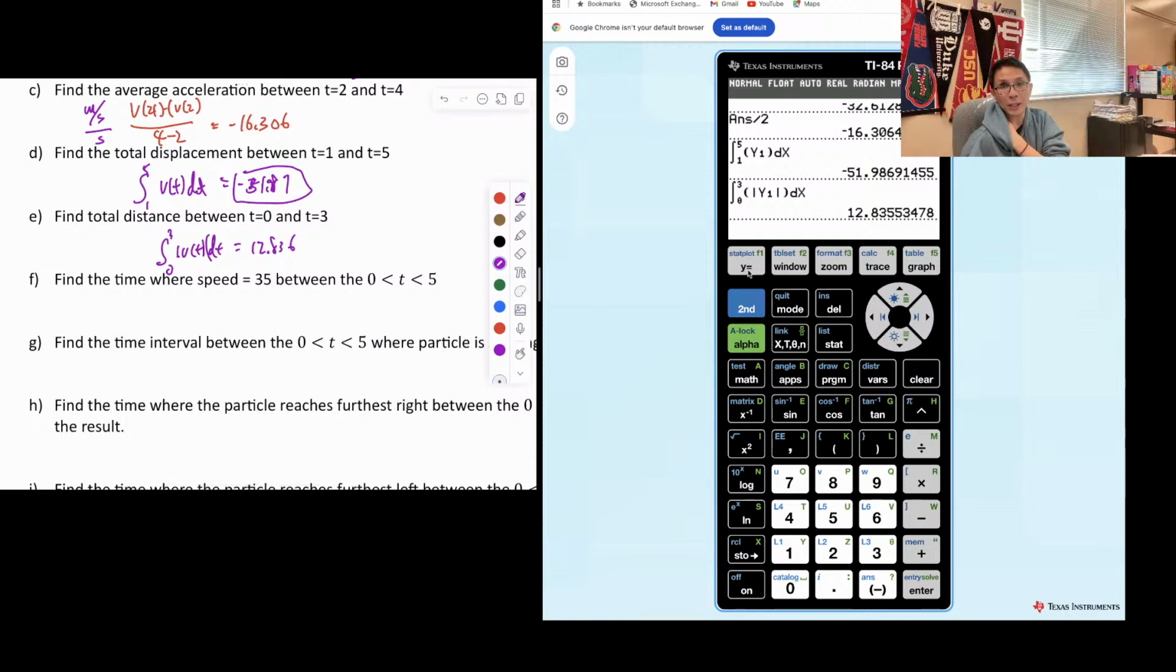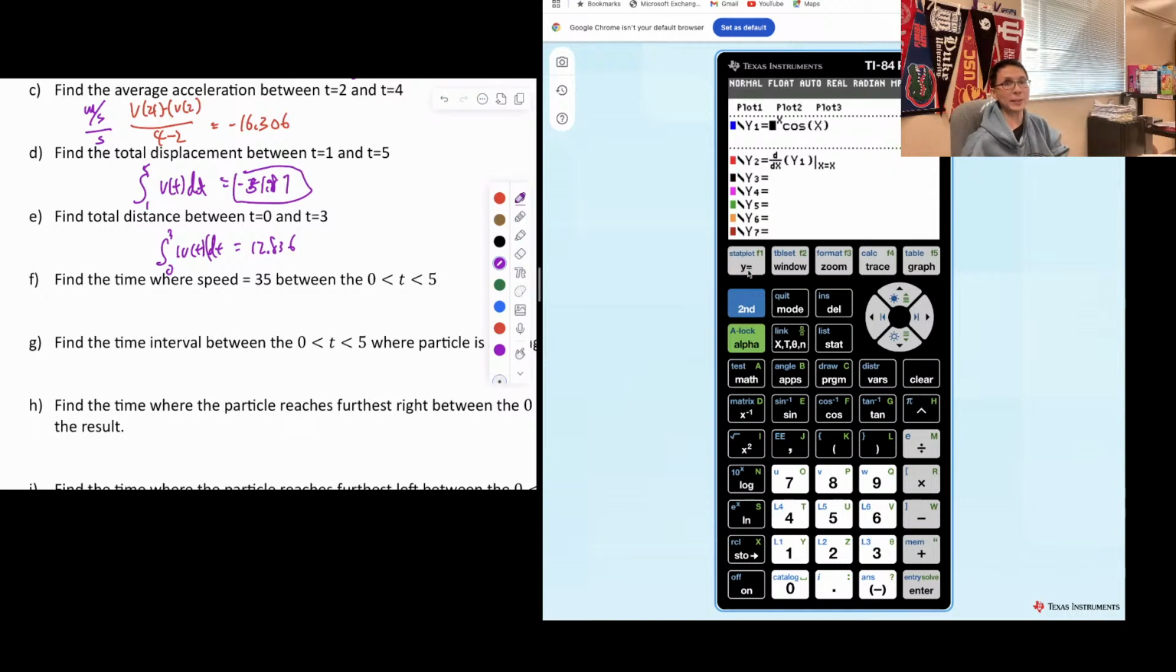This one is the integration from 0 to 3 of absolute value of v of t dt, and that's equal to 12.836. Is that okay? The next question is speed. The problem with speed is this. What's the problem? How do I graph speed? Is this speed? No. Speed is Lightning McQueen. I'm just kidding.